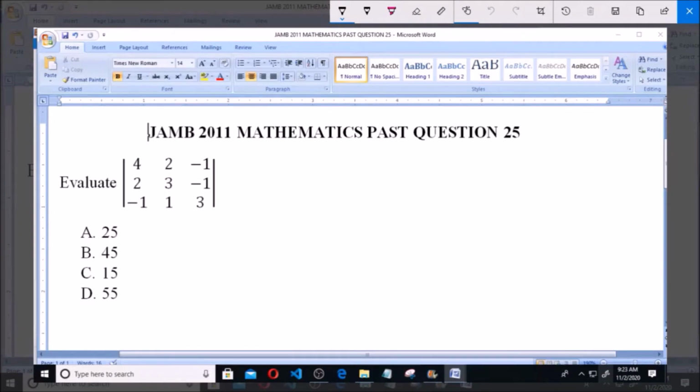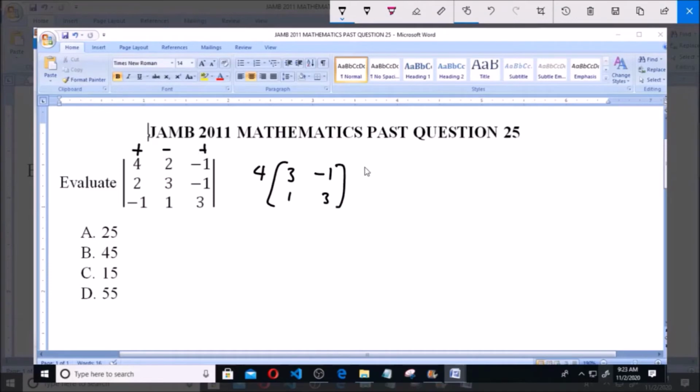Now we have a 3 by 3 matrix and we're asked to evaluate this, that is, find the determinant of this matrix. Now we have 4, 2, minus 1, 2, 3, minus 1, and 1, minus 1, 3. There's a rule that says if you're picking from the first row, the signs will be plus, minus, and plus. So we have 4 into, now when you're using 4 here, you won't pick anything under 4; you move to the next one and pick this set here: 3, minus 1, 1, and 3.